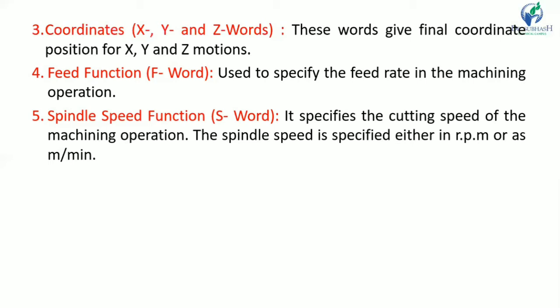Okay. So the spindle speed function is specified either in revolution per minute, RPM, or as meter per minute. Okay, so if the speed is given in meter per minute, the control unit calculates the revolution per minute using the appropriate formulas. Okay, so if the machine is required to run at 800 RPM, then the speed will be specified as S800. S800 means the spindle speed is 800 revolution per minute.